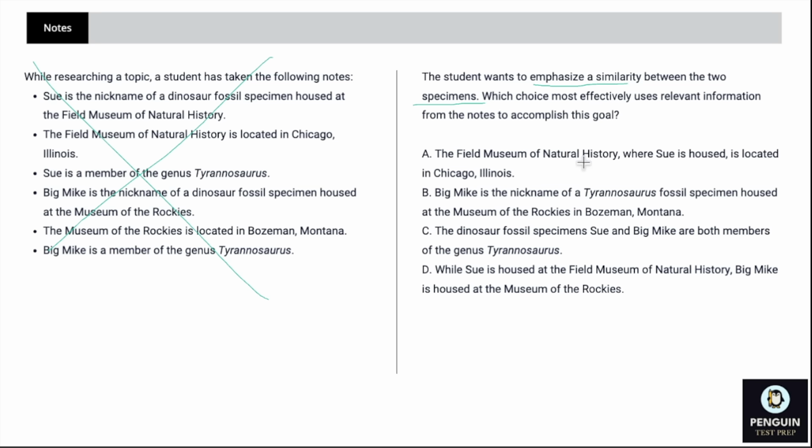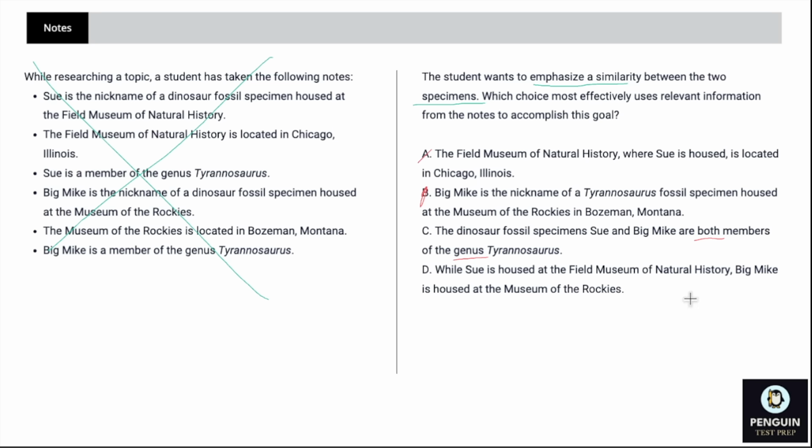So choice A, that doesn't even mention specimens, so that's definitely not going to work. B: Big Mike is the nickname of Tyrannosaurus. That is not mentioning a similarity. C: the dinosaur fossils are both members of this genus, so that would be a similarity. So I'll keep C, but I'm not going to choose C. I'm going to go to D and eliminate. You'll see why in a minute.